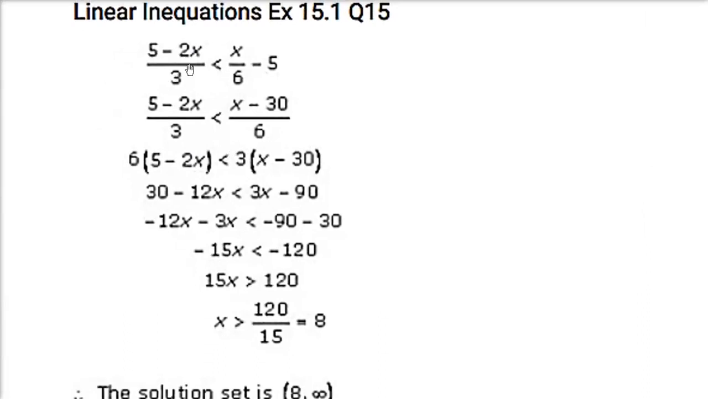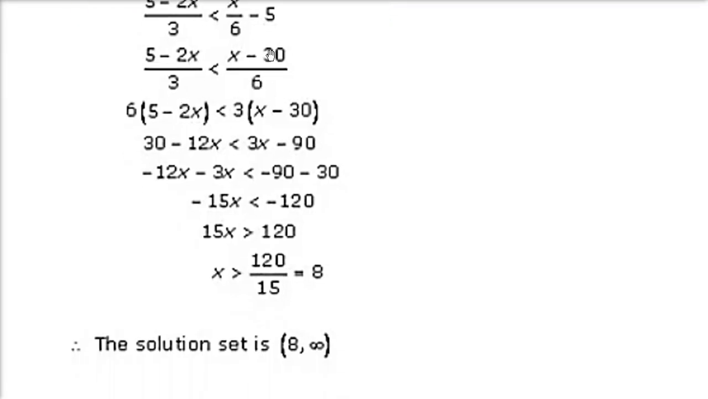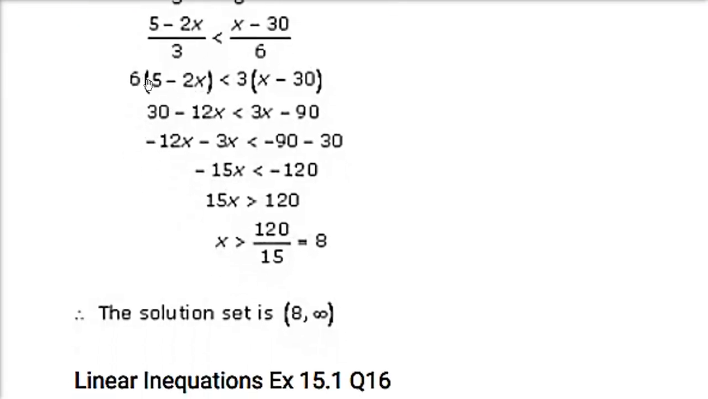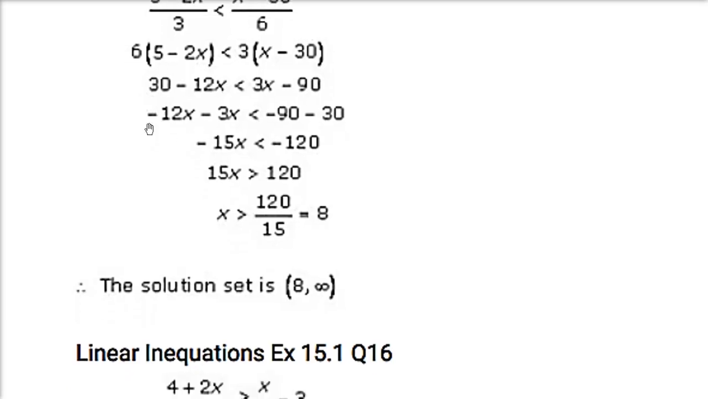Now here, this one. Now let us solve the right hand side first. x by 6 minus 5 by 1. So x minus 30 by 6. Now take this 6 here, take this 3 here, multiply. 30 minus 12x less than 3x minus 90. Now this 3x bring it here, 30 bring it here, it is minus 15, this is minus 120.